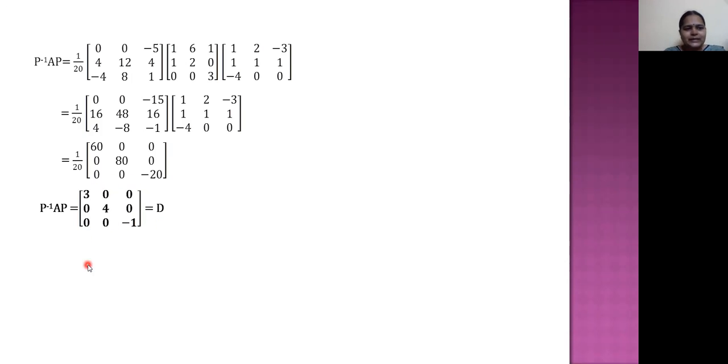So in the matrix P, how we have written x1, x2, x3: x1 is the eigenvector corresponding to lambda equal to 3, x2 is the eigenvector corresponding to 4, and x3 is the eigenvector corresponding to lambda equal to minus 1. So in the same order we have got them in the matrix D also. So this is the diagonalization process.